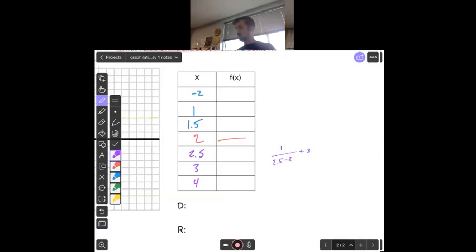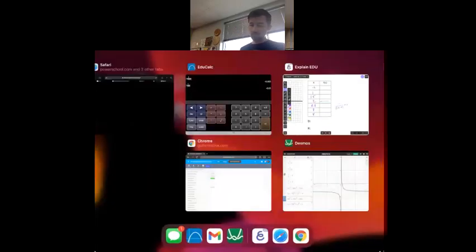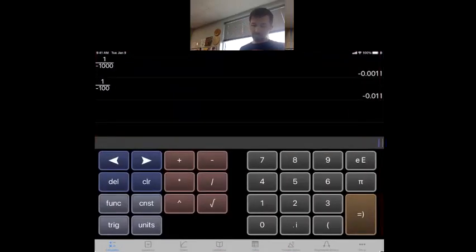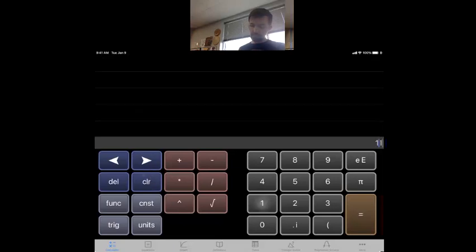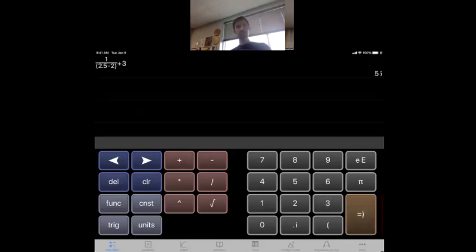Fractions and calculators don't talk very well together unless you're very specific to them. Hey, buddy, this stuff here is in the denominator. Pay attention, okay? So you've got to get those numbers in parentheses. If you don't put them in parentheses, you're going to get the wrong answer, okay? So 1 divided by, parentheses, 2.5 minus 2, close the parentheses, not open the parentheses, close the parentheses, plus 3. Okay, so we get our answer, right? We plug in 2.5, it spits out 5 for us.